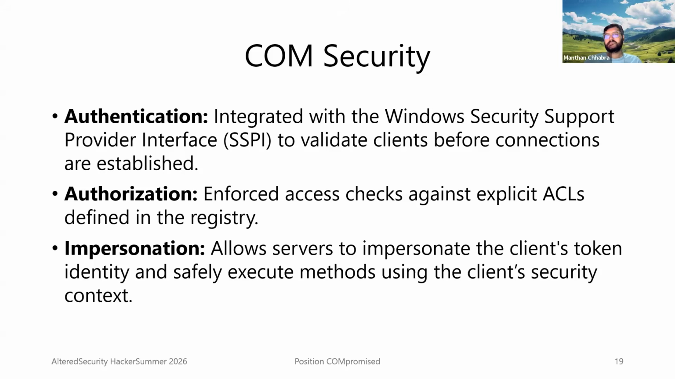So in this case, let's say whenever a client triggers a method, the high privilege server can temporarily drop its own administrative access and adopt the security token of the client, and then it executes the requested code using the client's requested identity. Let's say your COM server is running with high privileges. It impersonates the security token of your low privilege user to perform the action, so that action is not performed with too high privileges. And then it reverts back to its own token.